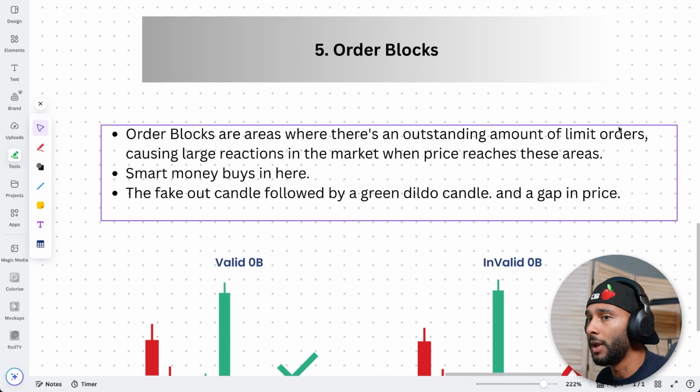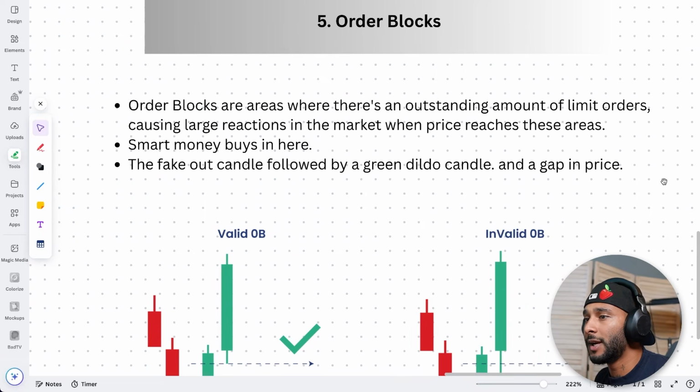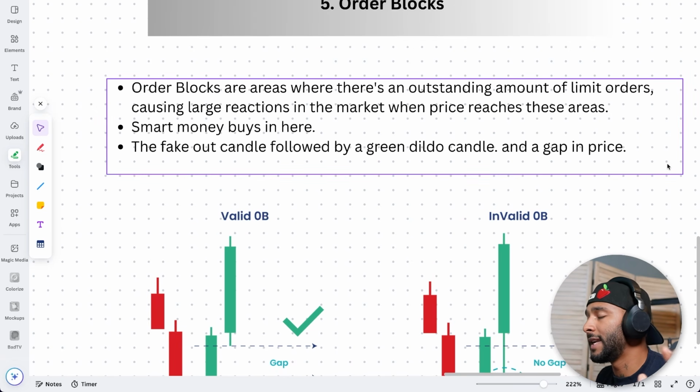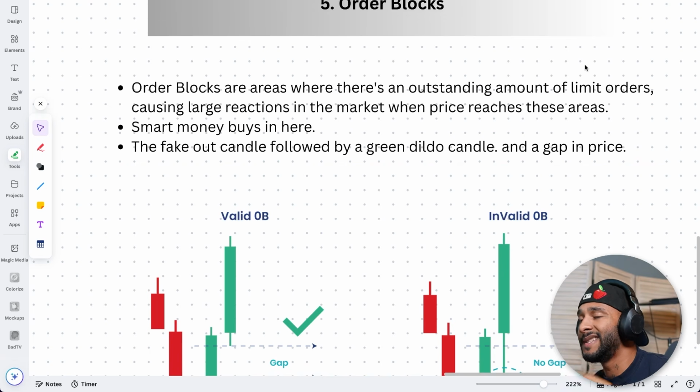Then there's order blocks. Now, a lot of people think order blocks are so advanced and all this stuff. It's not scary at all. I'm literally going to break it down to you right now, the simplest anybody has ever broken it down to you in your life. Order blocks are areas where there's an astounding amount of limit orders, causing large reactions in the market. When price reaches these areas, this is where smart money buys in, and this is usually where you have the crazy God candle a lot of times. It creates an imbalance in the market.